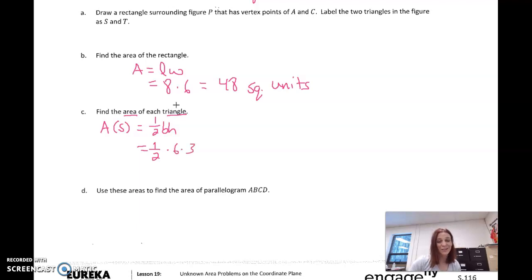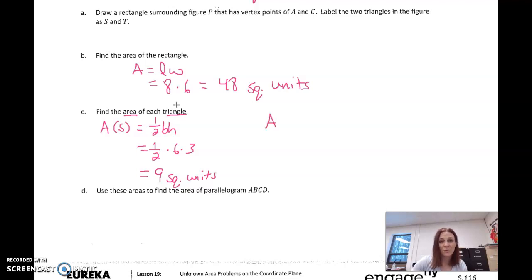Does it matter if I do 3 times 6? No. Okay? Does it matter the order that I multiply these in? No. Does it matter if I put 0.5 in a calculator and go 0.5 times 6 times 3? All good ideas. Because it's multiplying, I'm going to go 6 times 3. That's 18. Half of 18 is 9. Okay? So the area of triangle S is 9 square units. Means I need 9 squares to cover it.